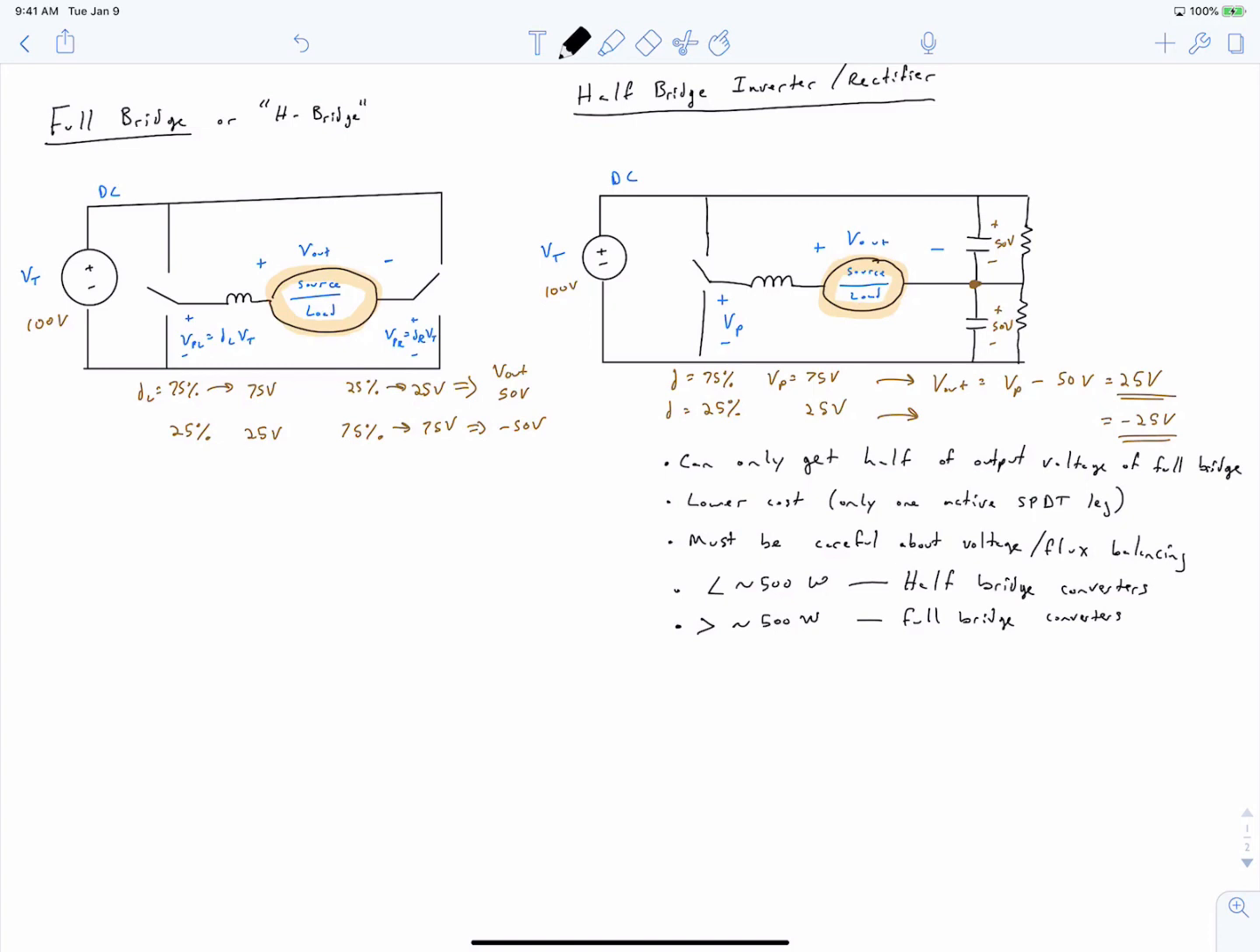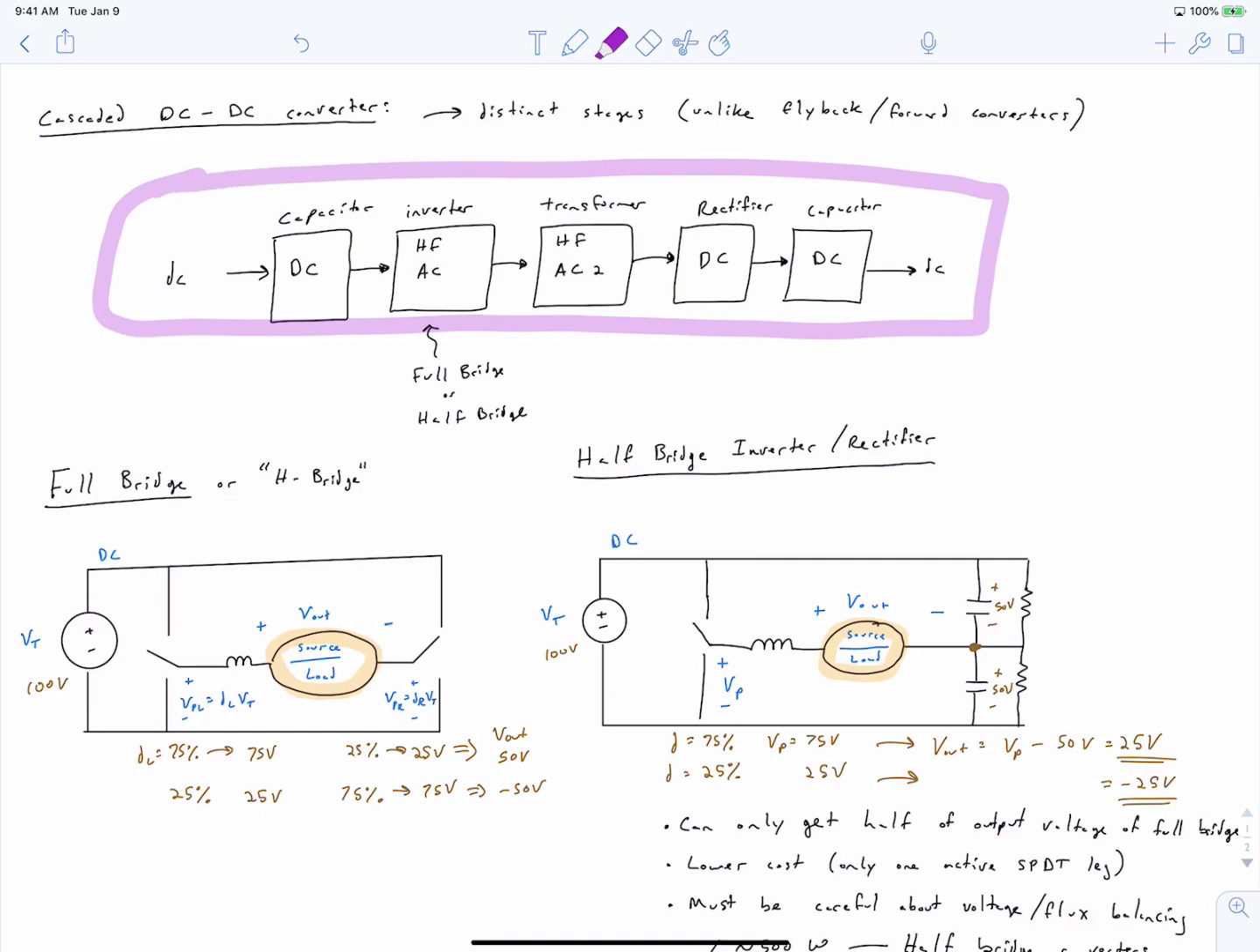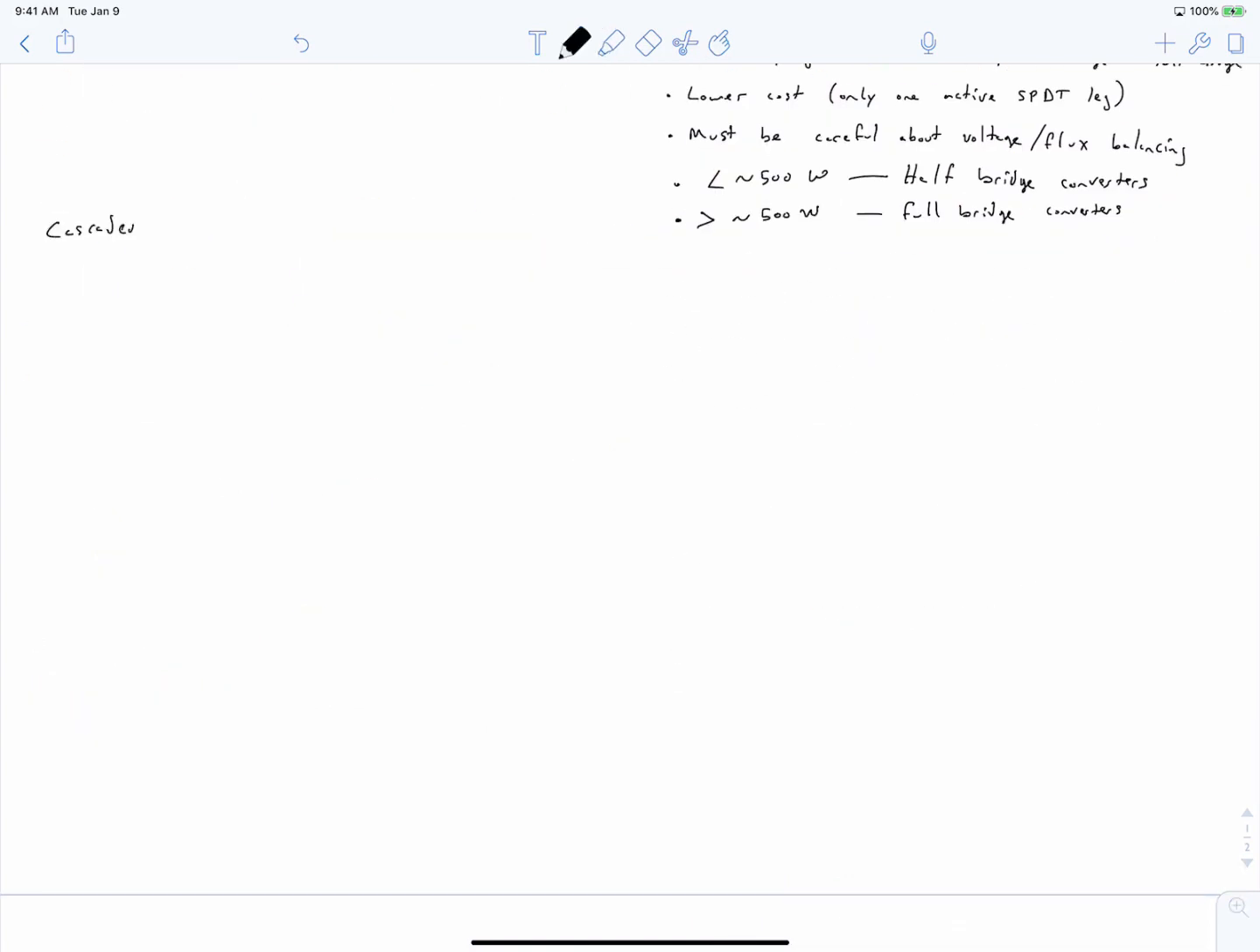Okay, so we've sketched the two topologies of the bridge converter that are used in cascaded DC-DC converters. Let's now sketch what a full converter looks like. So we've indicated our block diagram up here. Now I'm going to sketch an actual circuit schematic for this complete converter.